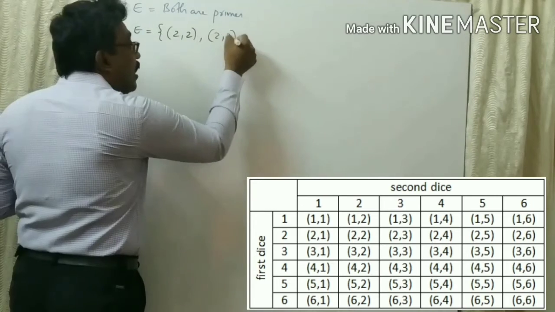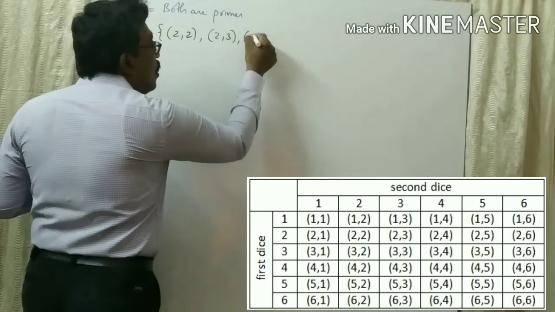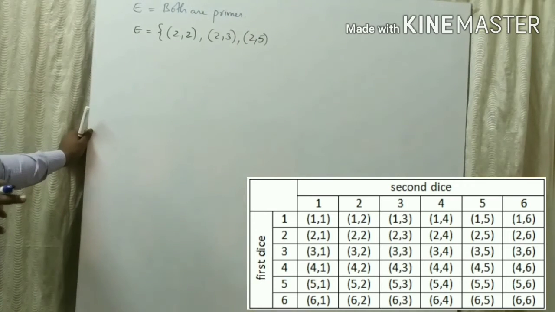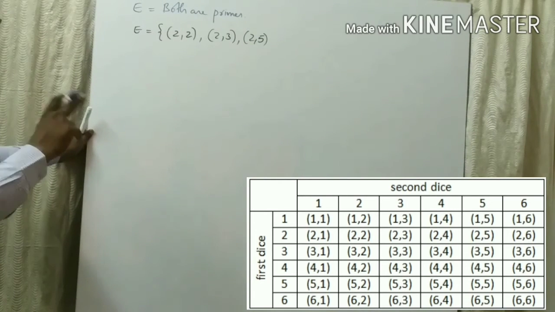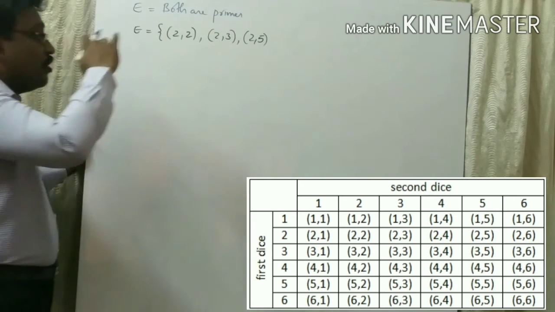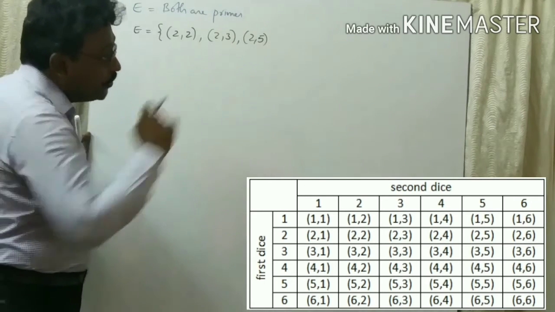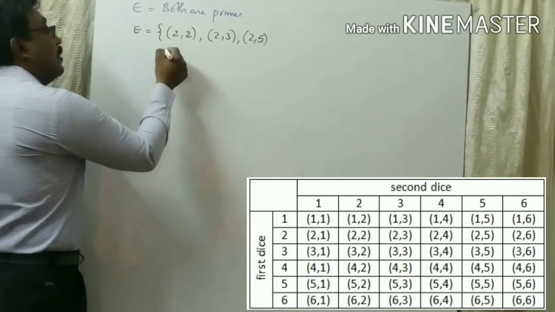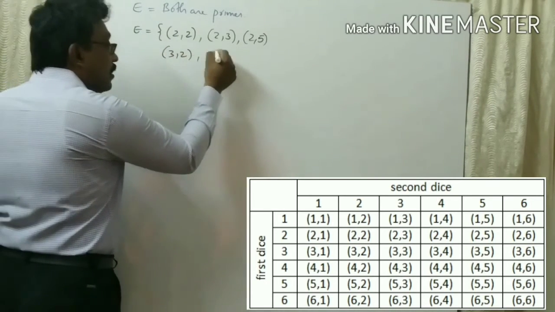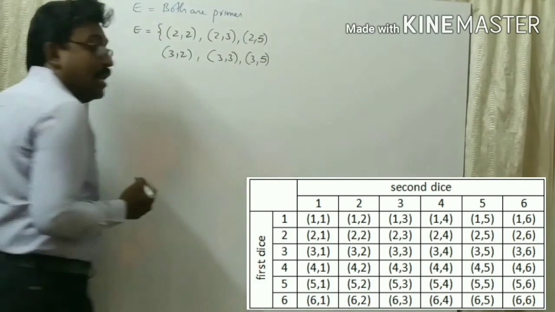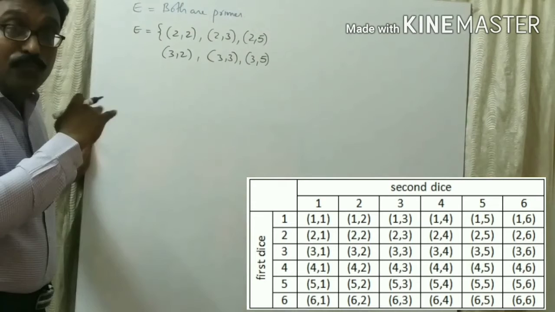2,3: both are primes. 2,5. 2,4 is not, because 4 is not a prime. 2,6 is not. Now the second row is completed. Go to the third row. 3,1: 1 is not a prime number. 3,2; 3,3; 3,5. Next, the fourth row, 4.